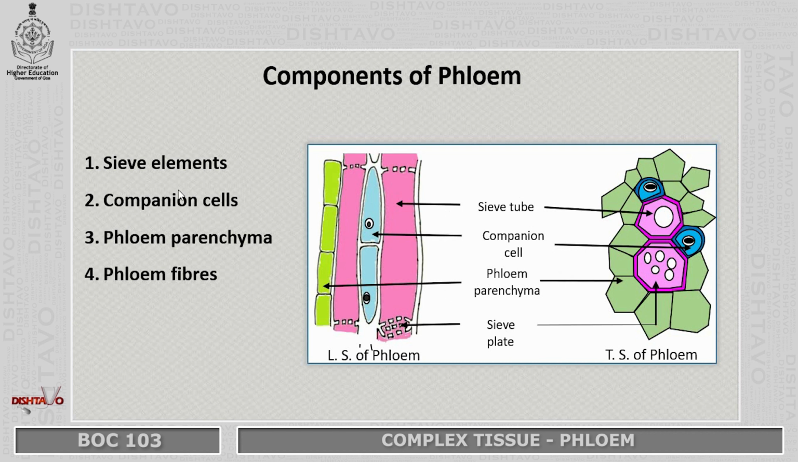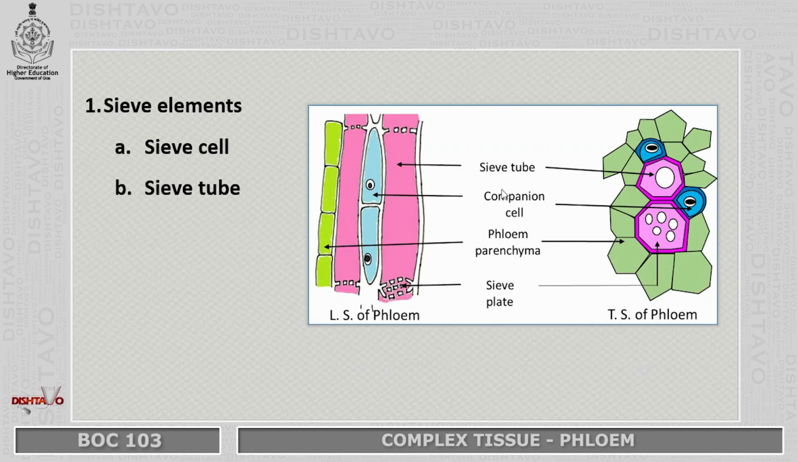Now there are four main components of phloem: sieve elements, companion cells, phloem parenchyma and phloem fibers, which you can see in the longitudinal section of phloem and the transverse section of phloem.